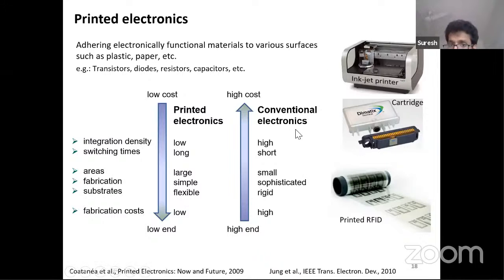Whereas the disadvantage of the high cost one, the conventional electronics, is that they are sophisticated, as I mentioned before, and rigid on a silicon wafer, and of course small in size, but very costly, right? So printed electronics and conventional electronics are complementary. Printed electronics can be used in low cost and low end applications. So that is the complement to conventional electronics.